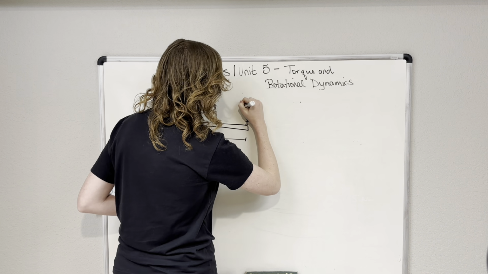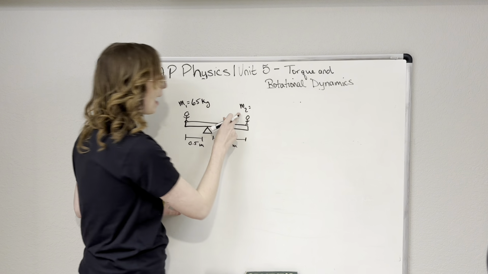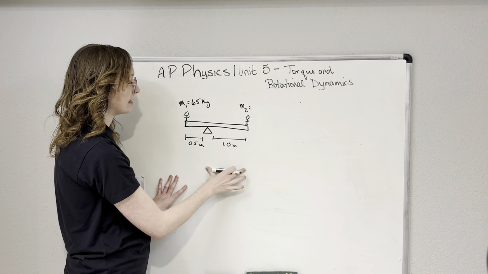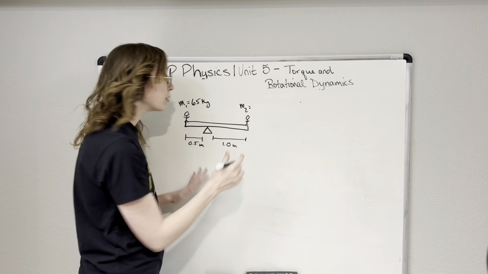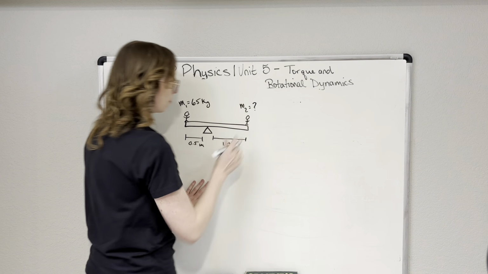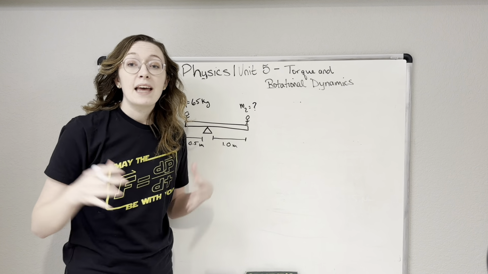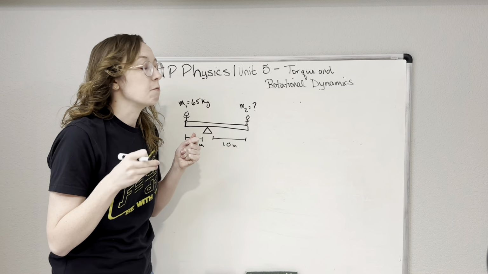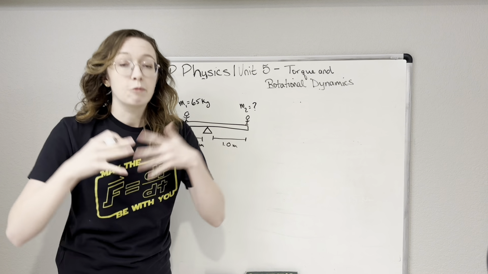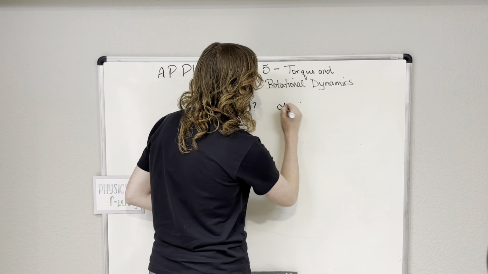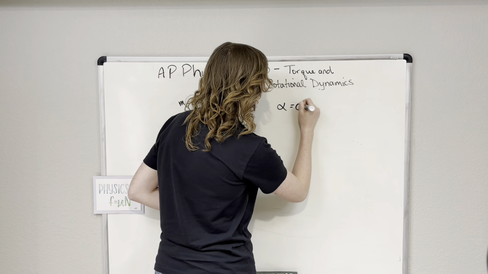And over here, we are trying to solve how large of a kid we need on this side in order for our system to be perfectly balanced, to be in equilibrium. So we don't know this kid's mass, but we do know this kid's mass. Whenever I say we want our system to be in equilibrium, I don't want any rotation happening. That should cue you in: I don't want any rotational acceleration. I want that to be 0.